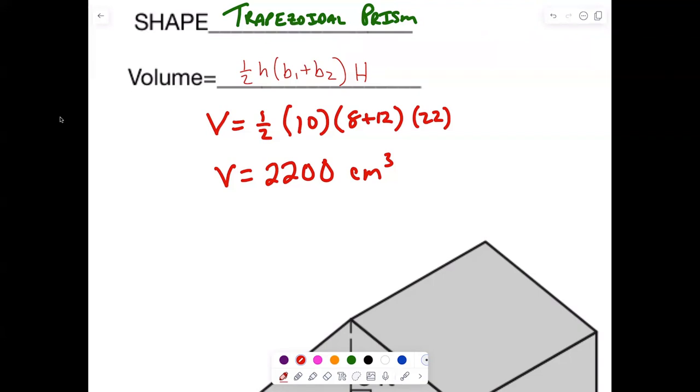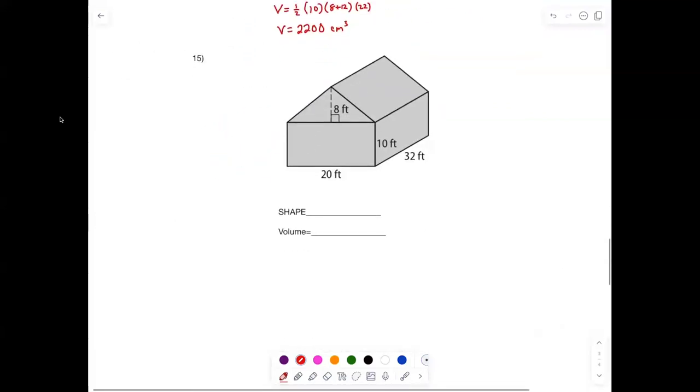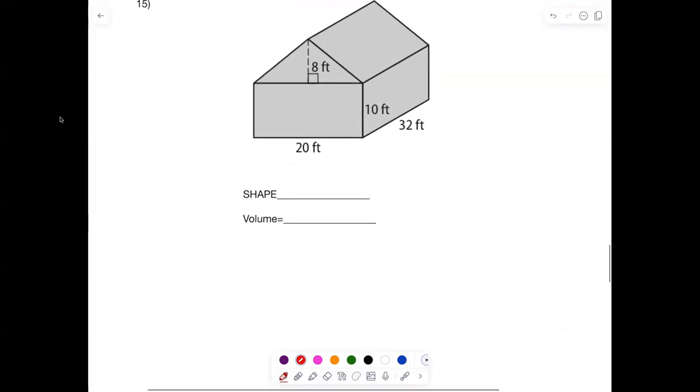Anybody have any questions? All right, now let's look at number 15. Does anybody agree that's just two shapes stacked on top of each other? Yeah. So what are the two shapes though? Right, so the shape is a triangular prism plus a what? Rectangular prism. That's correct.